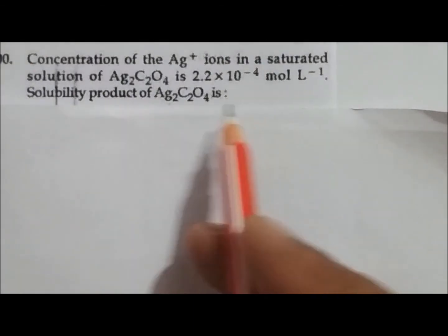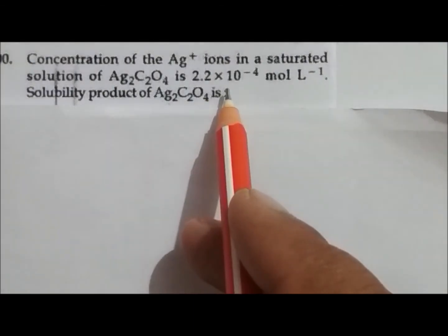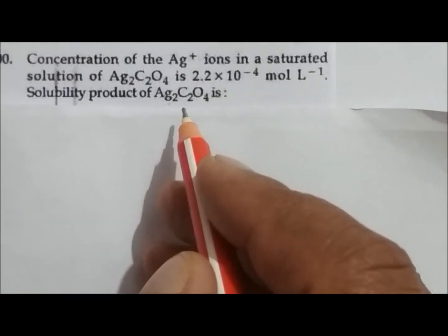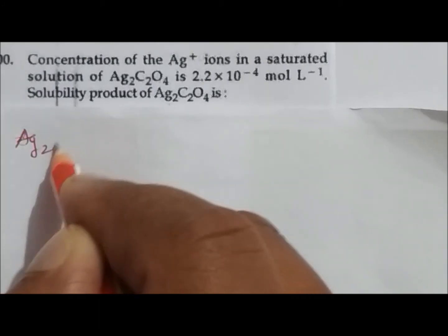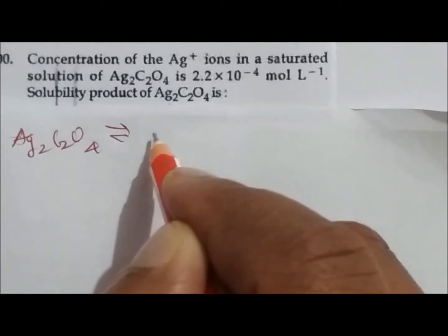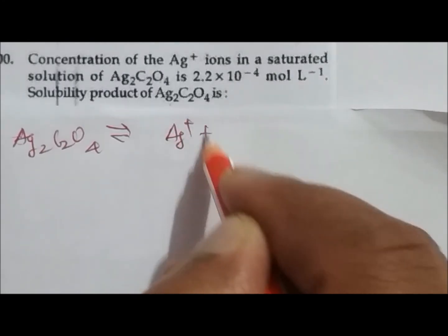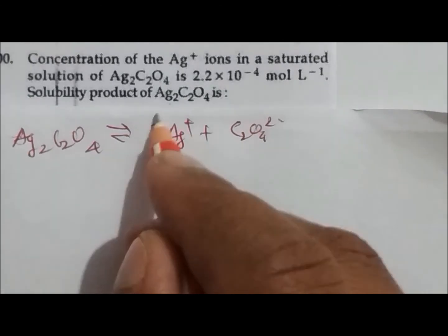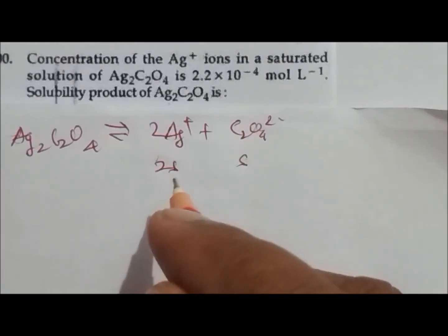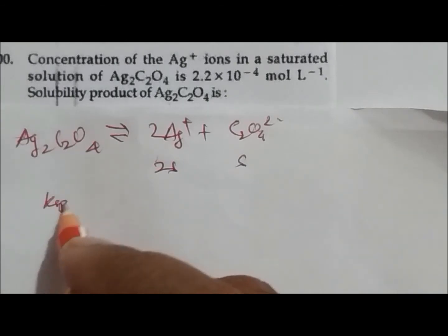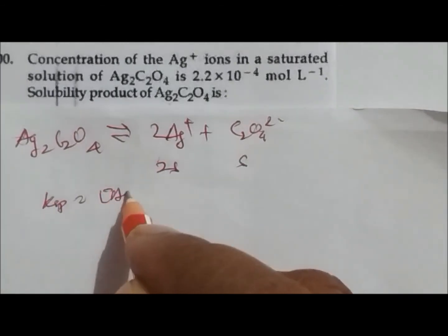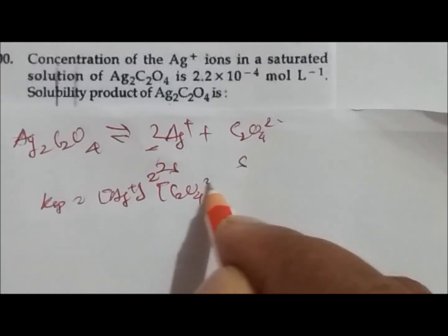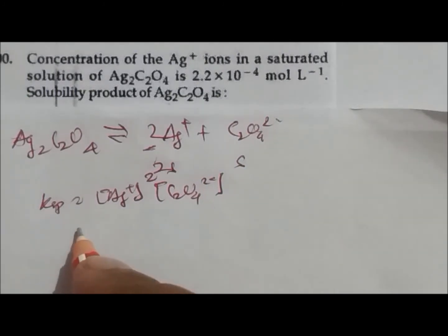The concentration of silver ions in a saturated solution of Ag2C2O4 is 2.2 into 10 to the minus 4 mole per liter. So this is the concentration of silver ion in this solution. How do we write it? Ag2C2O4 splits into Ag plus and C2O4 2 minus. So the solubility of silver will be 2S, and this is the S. So Ksp is nothing but the product of these concentrations: the concentration of Ag plus whole square because the power is 2, multiplied by C2O4 2 minus. And the question asks what is the concentration of Ag?